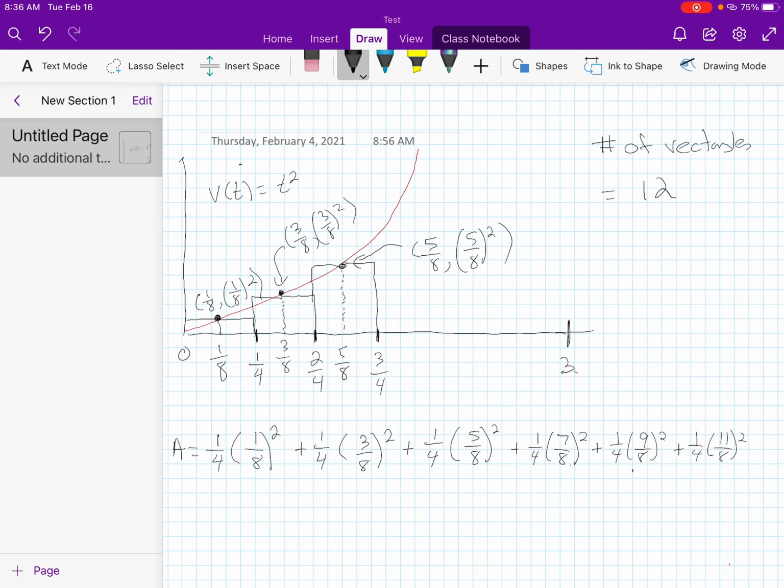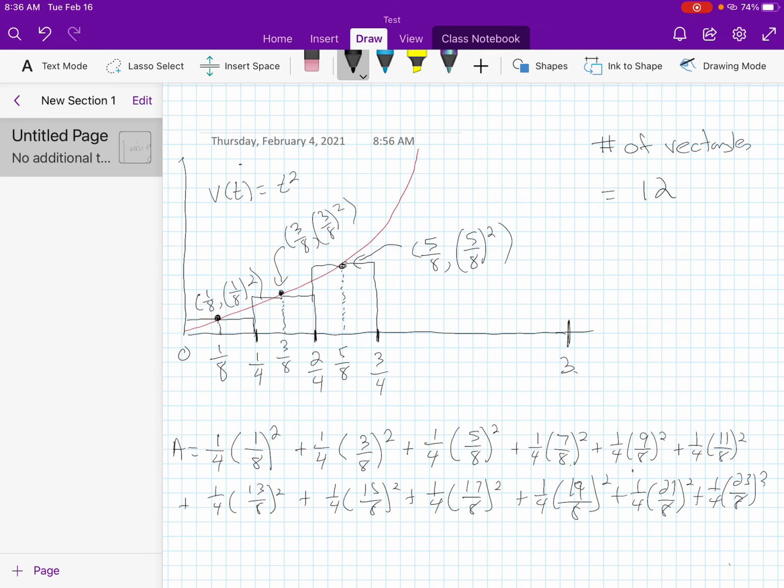I need 12 rectangles. On my page here, I've written out 6 of them, so I've got to write out 6 more. 1/4 times 13/8 squared, and 1/4 times 15/8 squared, and 1/4 times 17/8 squared, and 1/4 times 19/8 squared, and 1/4 times 21/8 squared, and 1/4 times 23/8 squared. All that stuff. Okay, and my last one, because I just counted the rectangles, was 23/8.